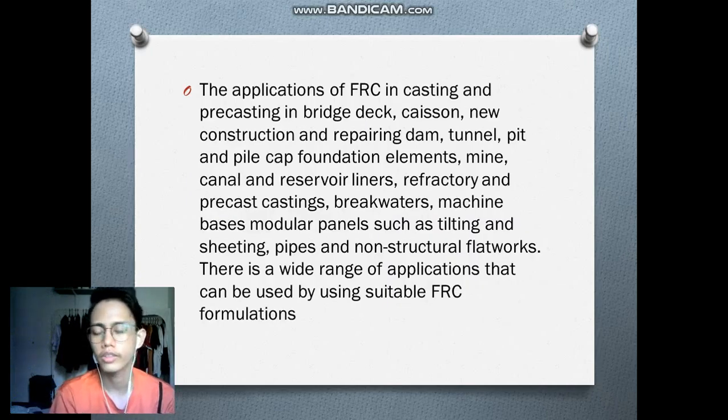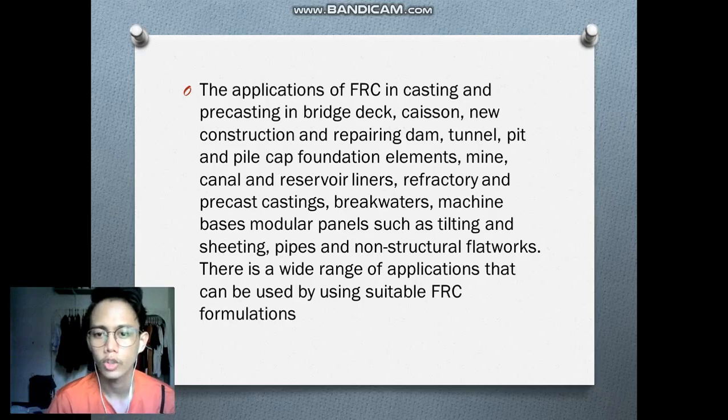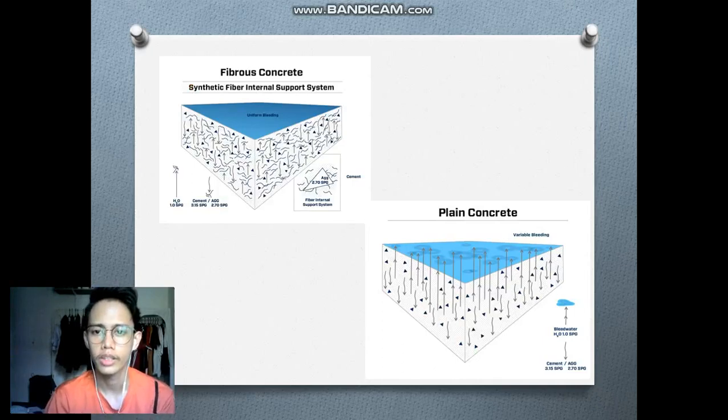The application of FRC in casting and precasting bridge deck, new construction and repairing dam, tunnel, pit and pile cap. So there are a few applications of FRC. Here is the bleeding of concrete, the comparison between fibrous concrete and plain concrete. So I think that's all from me.